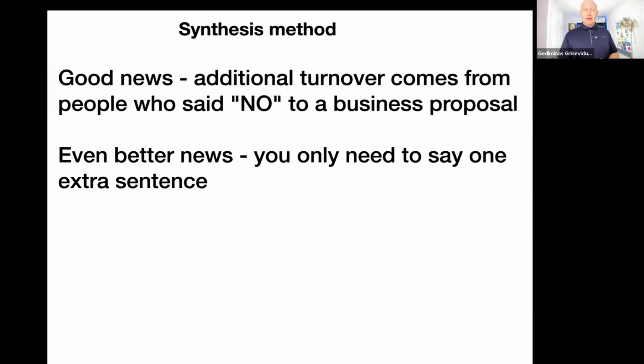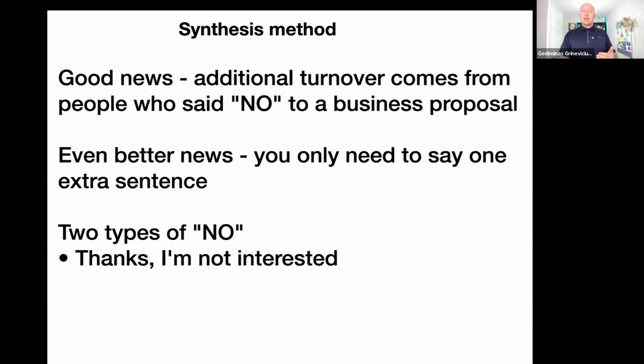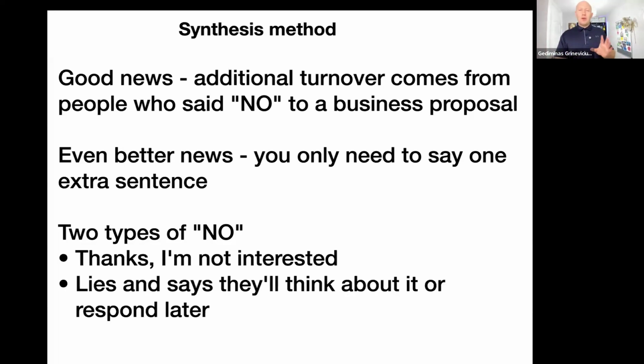You see, when you ask somebody, hey, would you be interested? Would you be open to take a look at an opportunity to earn extra money? You will get a no, right? A lot of the times. And there are two types of no's. One is a direct no: thanks, I'm not interested. The second no is where the person fibs, where they lie a bit, right? And they say, well, I'll think about it, or I'll respond later, right? That's also a no. It's just they're trying to be nice. They don't want to say no right away.